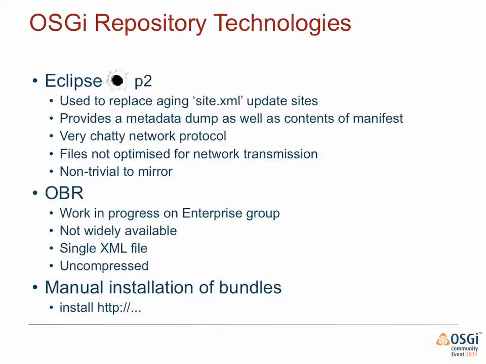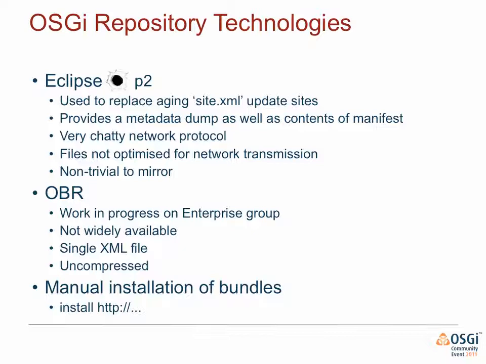It replaces the aging site XML update sites, and it has a metadata dump which has the contents of the manifest, so that the resolver doesn't need to download everything to know whether something's going to work or not, yet it can still reach out and be able to get things. Unfortunately, it's a very chatty network protocol in terms of being able to pull things down, and the files themselves aren't really optimized for network transition. And there's other problems like it being non-trivial to mirror.